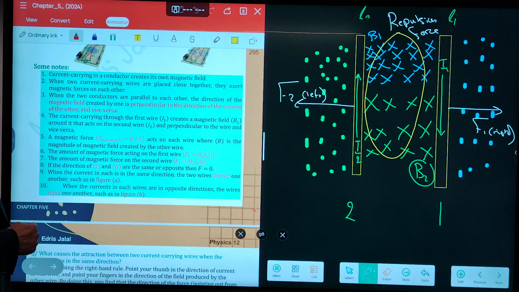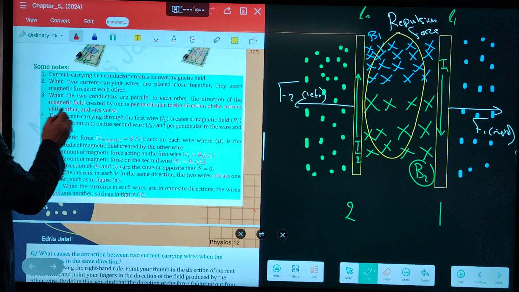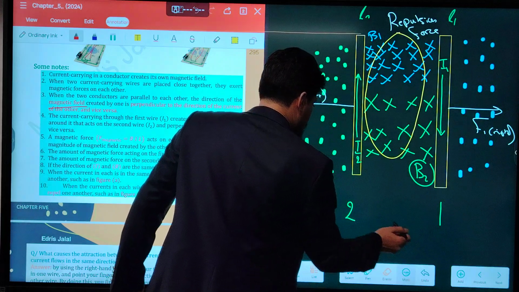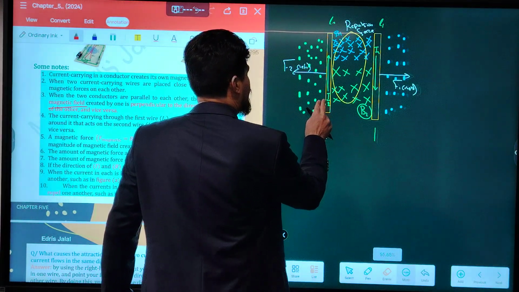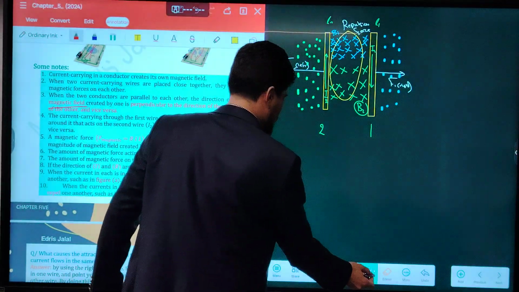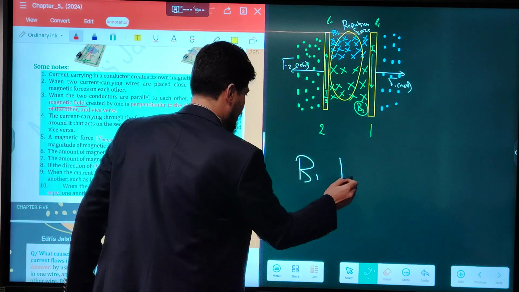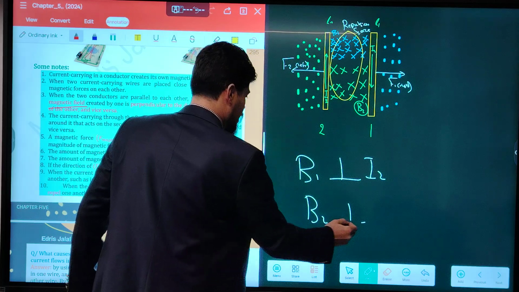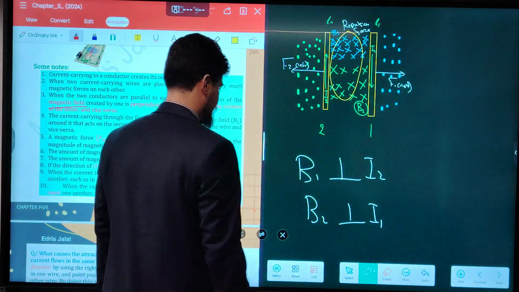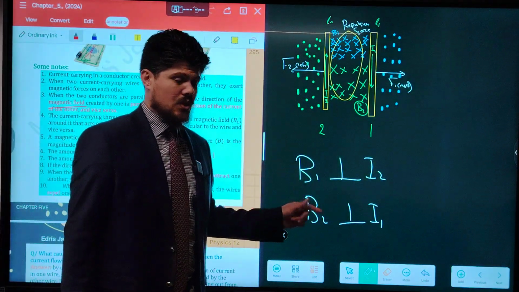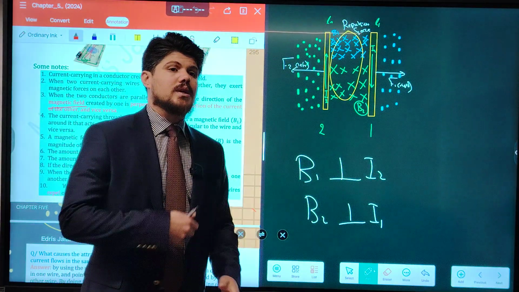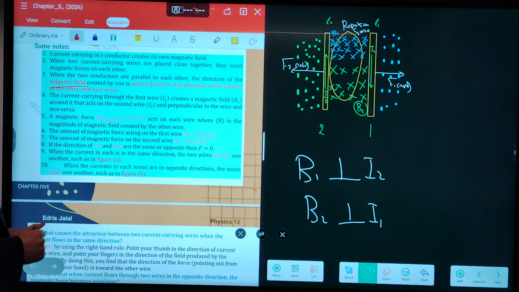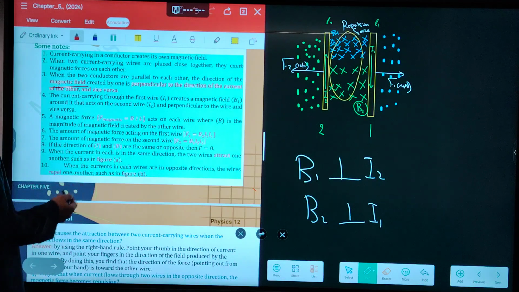When the two conductors are parallel to each other, guys, look, listen carefully, the direction of the magnetic field of one wire, for example B1, is perpendicular to I2. So how about B2? Is it perpendicular to I1? Yes. The direction of the magnetic field of one wire is perpendicular to the direction of the current of the second wire. Okay? And the current carrying through the first wire creates B1 and I2 creates B2.